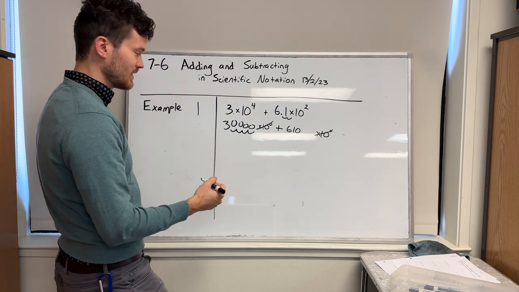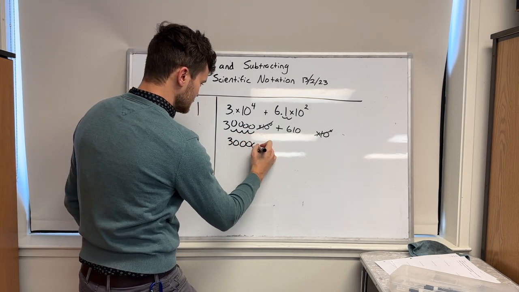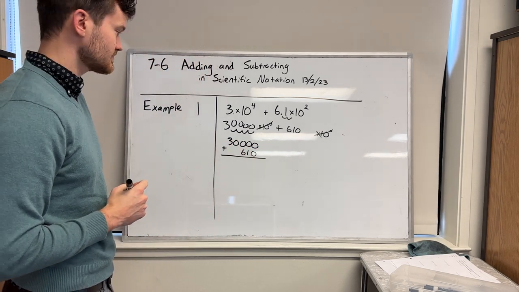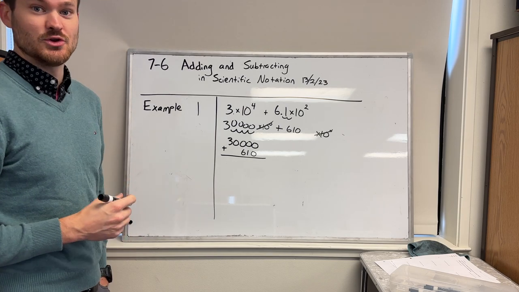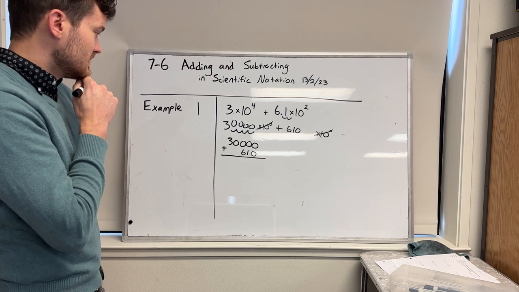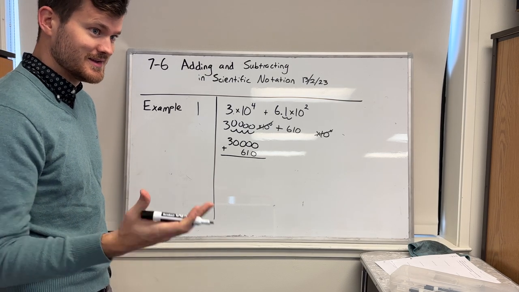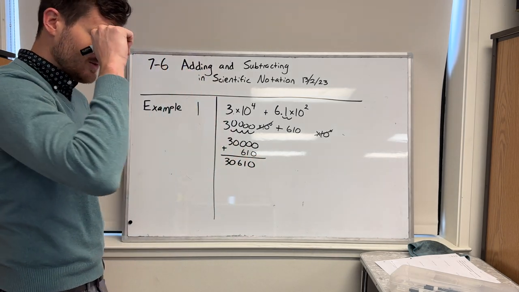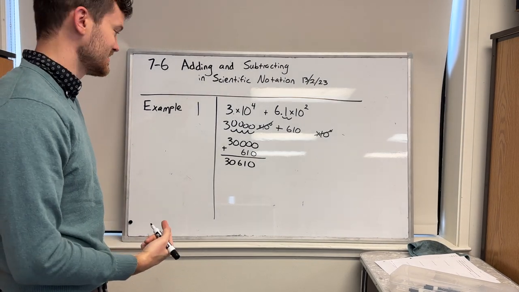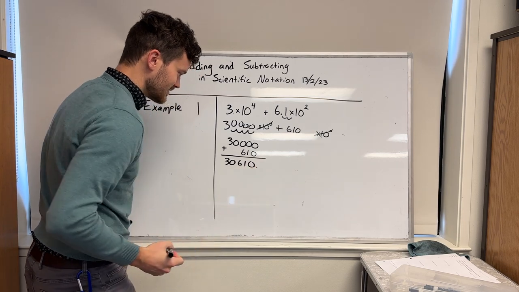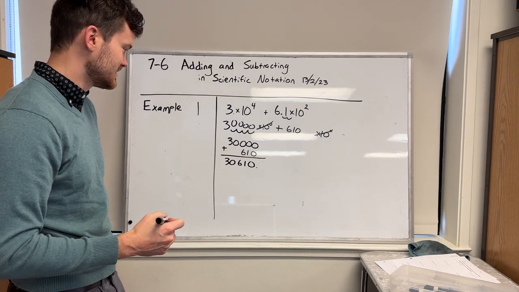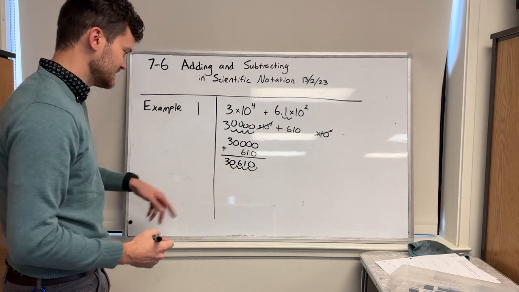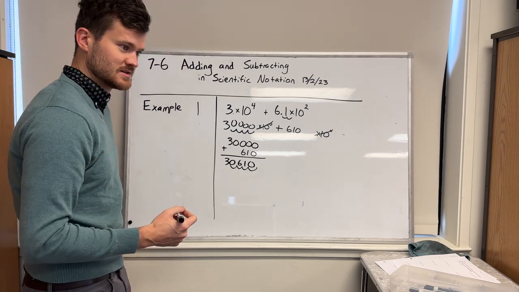Okay. All right, so let me rewrite our problem. We now have 30,000, and we're going to add 610. I feel like you'll need to use a calculator, yeah. 30,610. And now, final step, convert it back to scientific notation. Right now, the decimal place is right there. I need to move it 1, 2, 3, 4, because it needs to have a number out front.